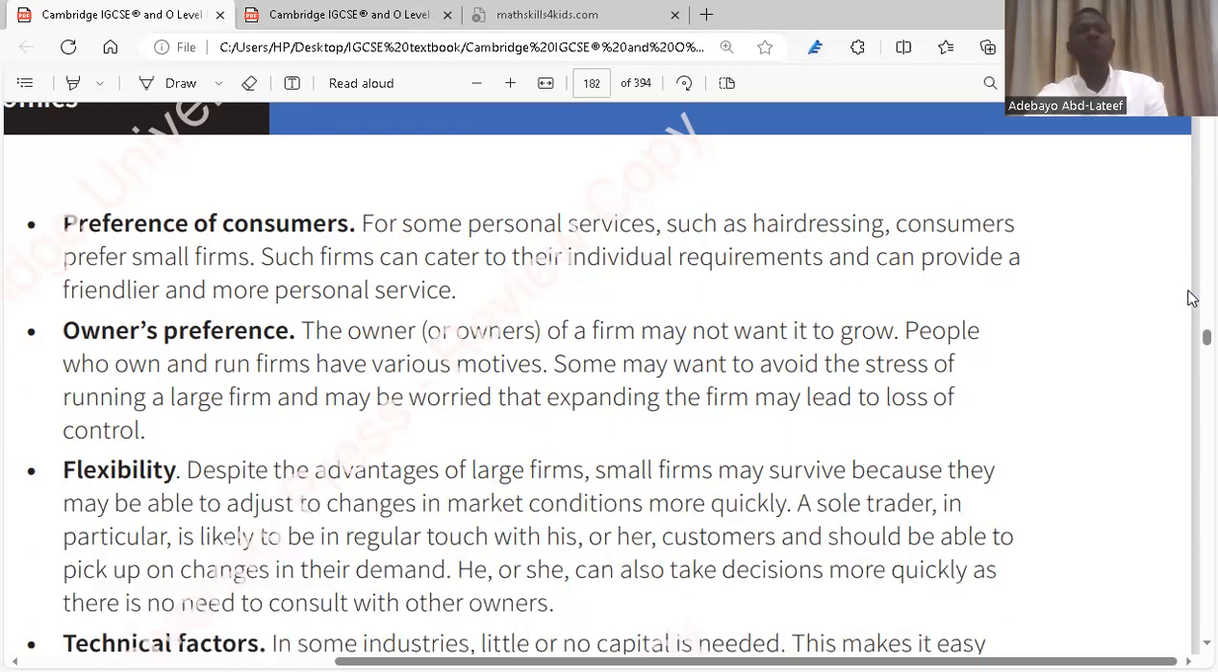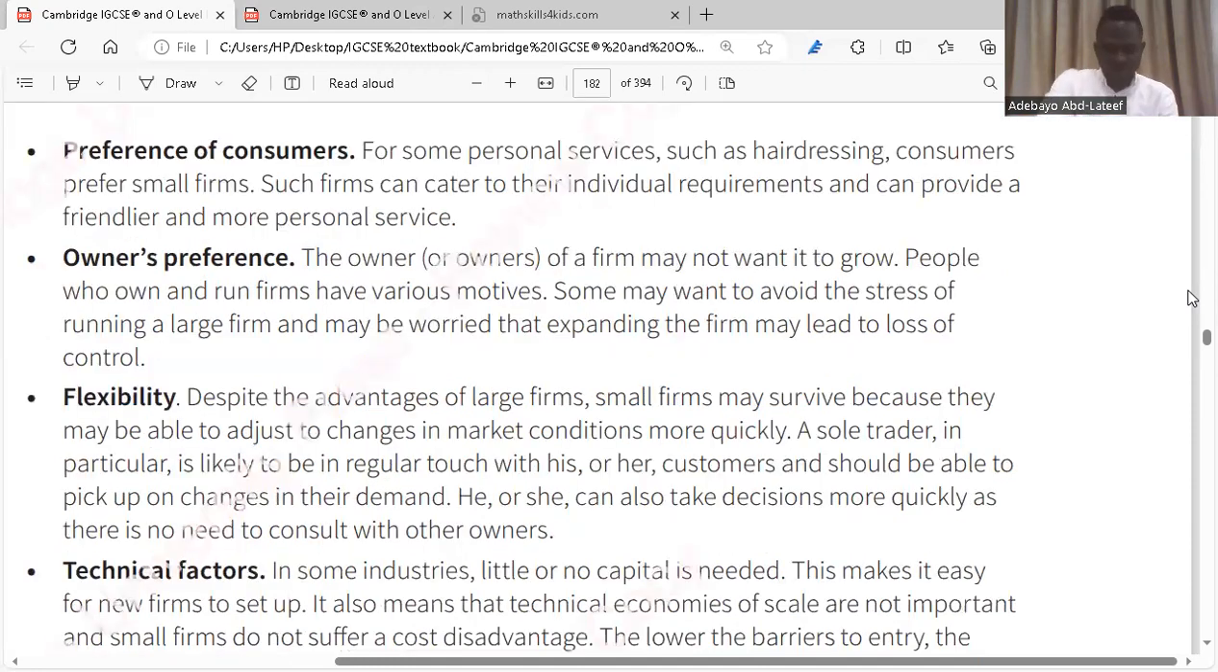The third point, owner's preference. Some businesses, their owners are not poor, they are wealthy, but they choose to let the business remain small. That's their choice. Maybe they don't want to risk more or whatever it is, but it is their own personal choice not to let the business become bigger. One of the reasons why they might not want their business to become bigger is because they don't want to take more responsibilities. It might be the reason.